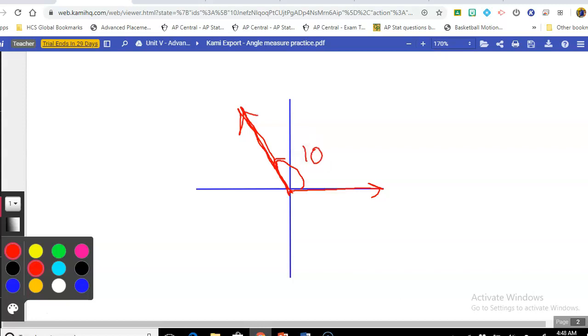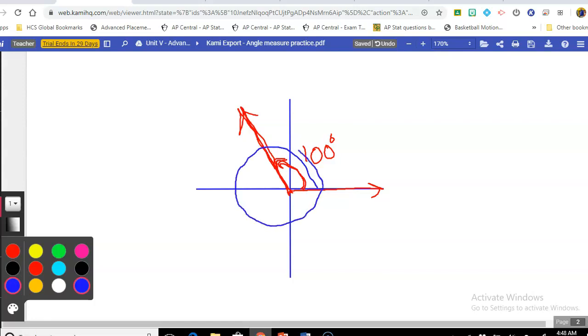And we said that was 100 degrees. So this is a rotation that moves in this direction. Now, we could have another angle going in the same direction, but it went more than one full rotation around.